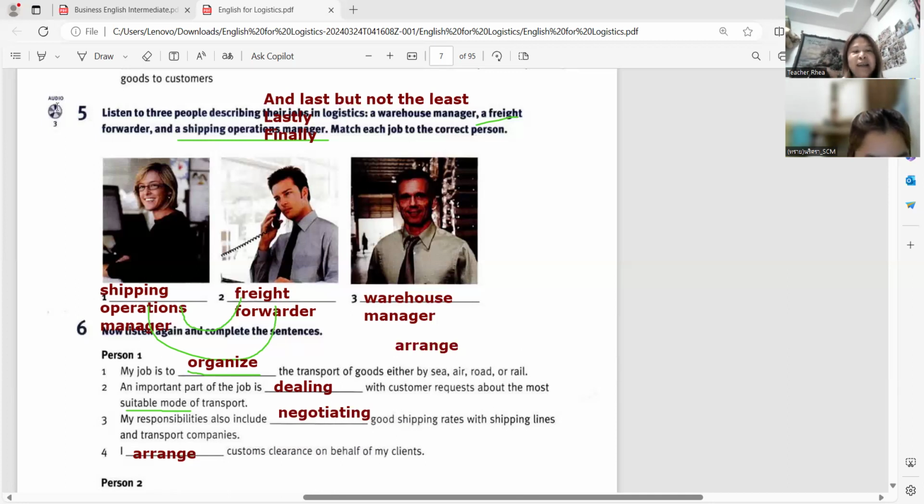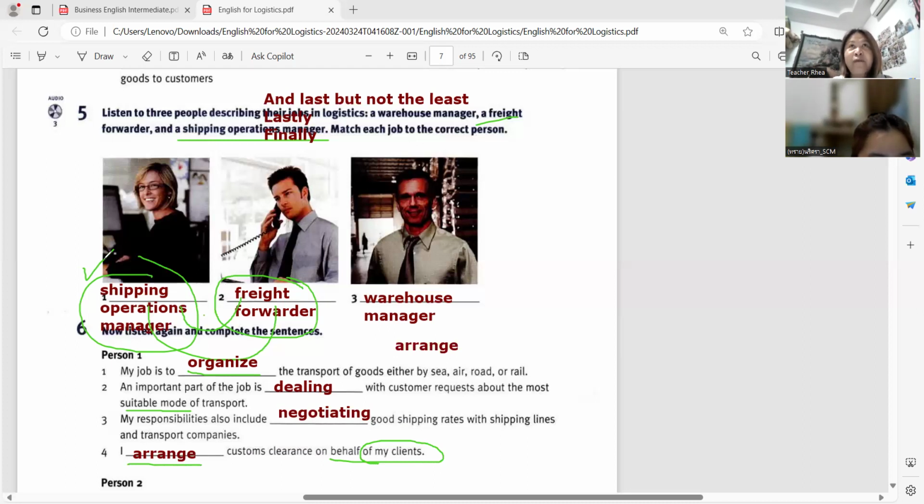So that is why number one is a freight forwarder and not the shipping operations manager, because she is the one who arranges customs clearance on behalf of her clients. She is talking about the client. So her client is the shipping operations manager. You just give the proper documents, what the freight forwarder needs.